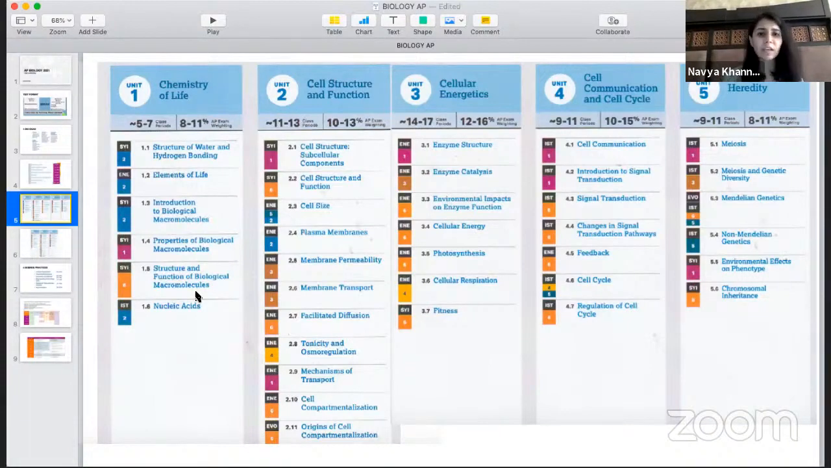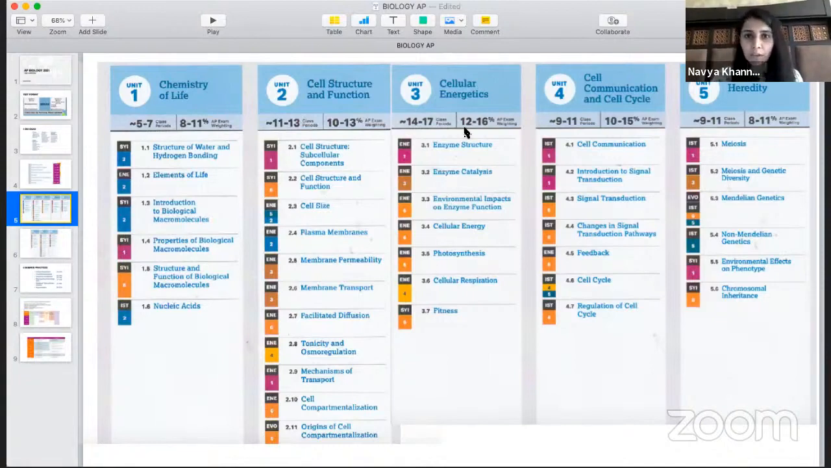Cell structure and function, again, plasma membrane, how does the membrane work? What is cell compartmentalization? What is osmoregulation, osmosis, diffusion, all those properties, any property to do with plasma membrane and cell function will be covered in Unit 2, right? And that's 10 to 13% of the weightage.